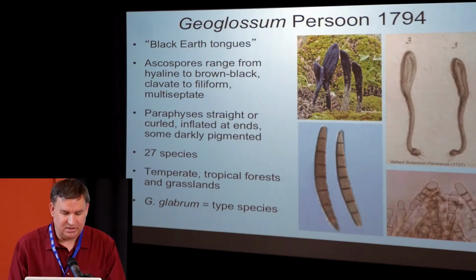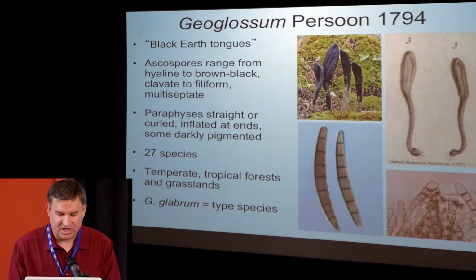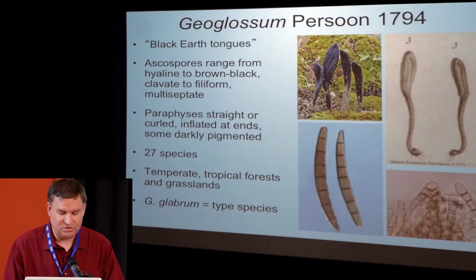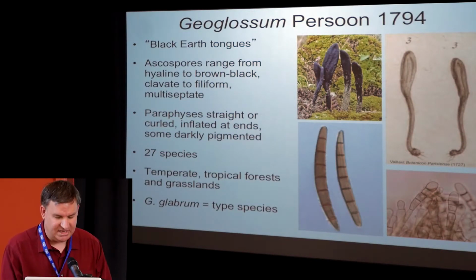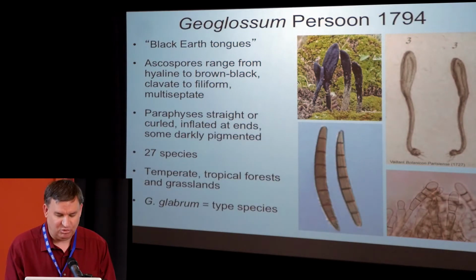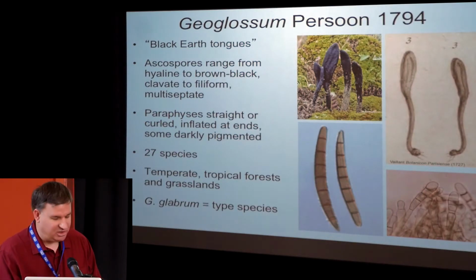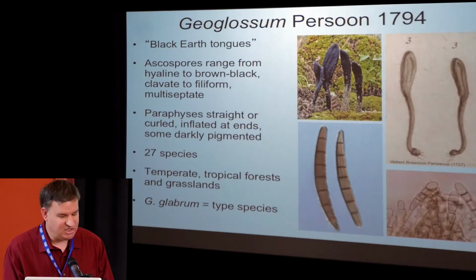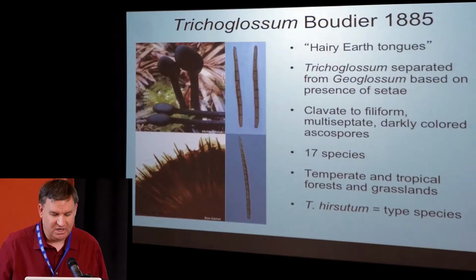Of course, the type genus is Geoglossum, described by Persoon in 1794. Vince gave each of these genera, or most of the genera, some nice little common names in parentheses. He refers to these as the black earth tongues. The ascospores range from hyaline to brown-black and clavate to filiform or multiseptate. The paraphyses are straight or curved, inflated at the ends, and some are darkly pigmented. There's about 27 species, we believe, in the genus now as Vince is currently circumscribing it. Mostly temperate, although there are some in tropical forests and grasslands, and of course the type species is glabrum.